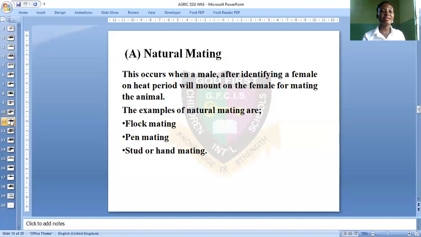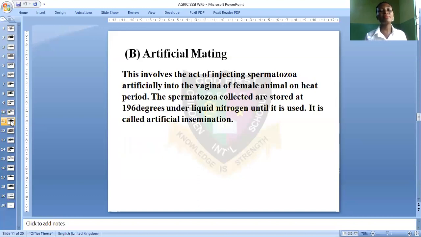Now let's see the artificial mating. Artificial mating is also called artificial insemination. And here, the spermatozoa from the male will be collected, and the spermatozoa will be injected into the vagina of the female animal. The spermatozoa, that is the sperm cell from the male farm animal, will be injected artificially into the vagina of the female animal, and it is called artificial insemination.